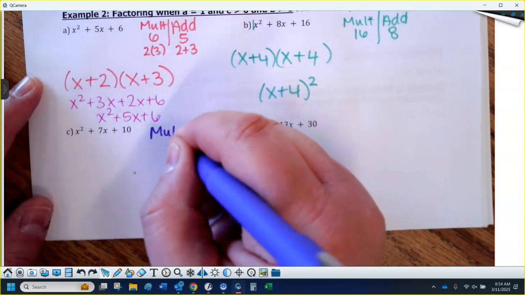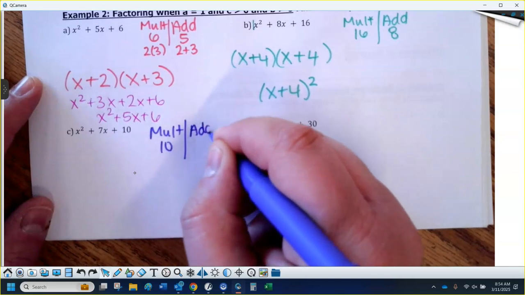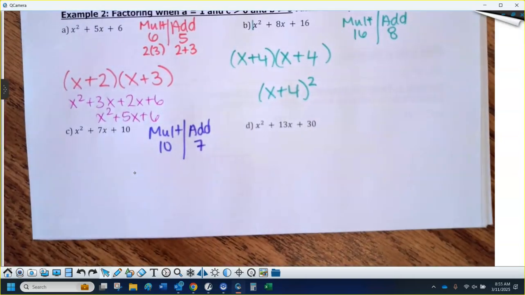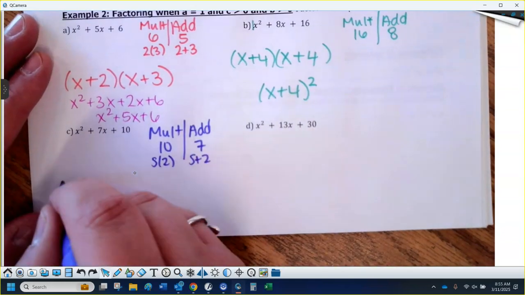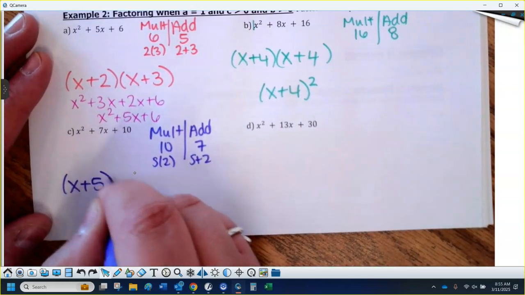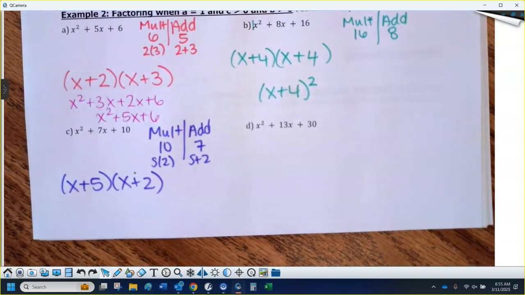So this guy, can you think of two numbers if you multiply them, you would get 10. You'd add them, you'd get 7. 5 and 2. Okay. 5 times 2 is 10. 5 plus 2 is 7. So if I do x, and it doesn't matter the order, x plus 5, x plus 2. I don't have to do that whole factor by grouping because I know x times x will give me x squared. 5 times 2 will give me 10. And that should take care of the middle part if you want to FOIL it out.